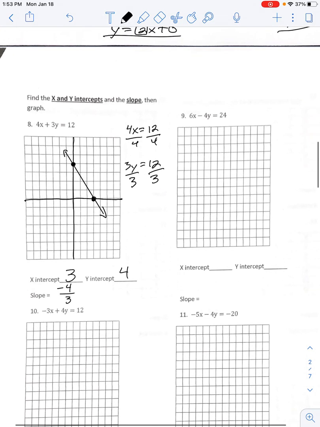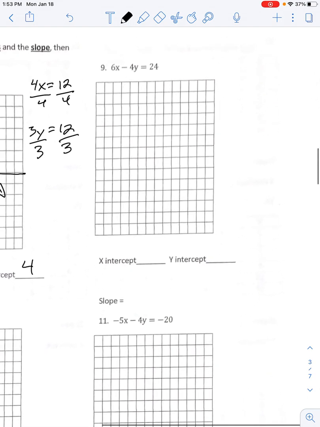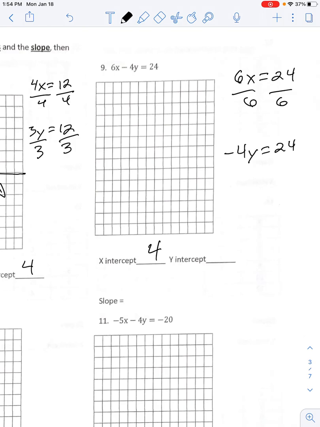All right, number 9, same process. So to find the x-intercept, we're going to take the y out. And then obviously if we solve, x is 4. To find the y-intercept, we're going to take the x out. Solve, and we get negative 6. So now we're going to plot our intercepts right here. So x is 4. Y is negative 6. And then draw our line.